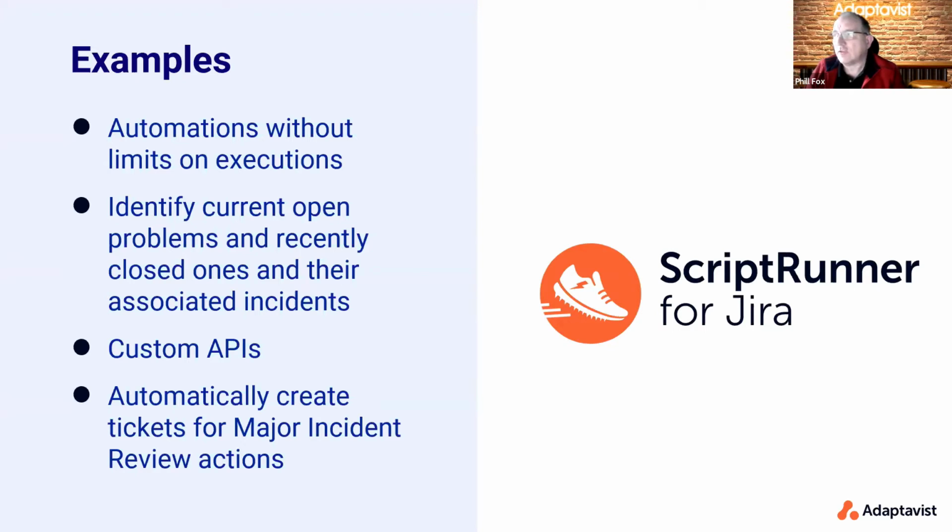Sometimes the applications just don't do what you need. If you need to connect to a legacy system, you may need a custom API to enable that to happen. And that can be both one that consumes or one that publishes. And the last example I'm going to talk about here with ScriptRunner for Jira is being able to automatically create tickets following a major incident to track the review actions.